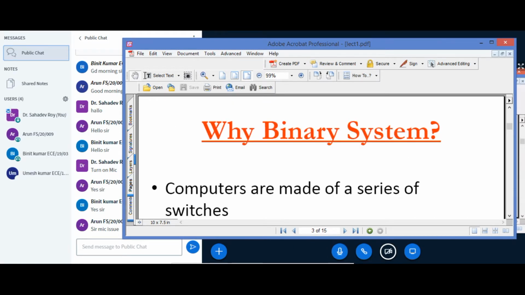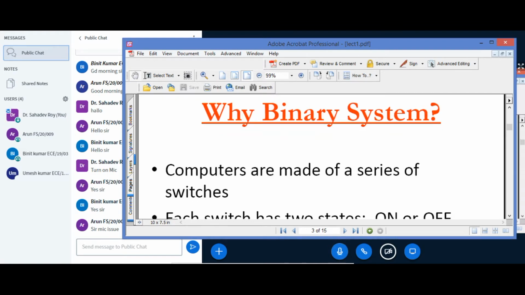This is already covered in digital electronic system, so I will just revise it, and after that I will discuss the GATE questions, what GATE questions arise from the number system, and you also actively participate in the question answer session, because the aim is to crack GATE.